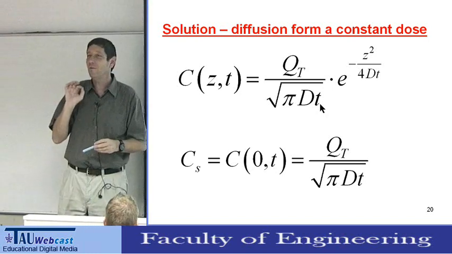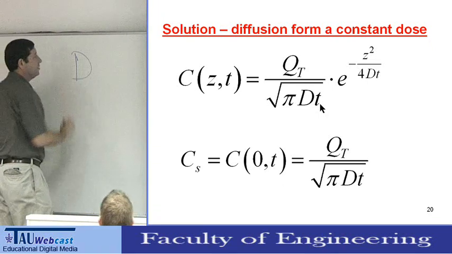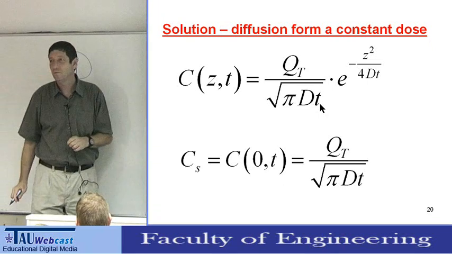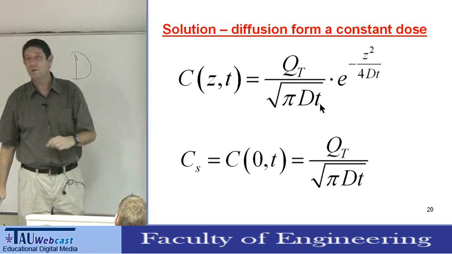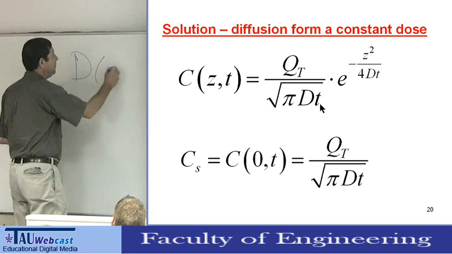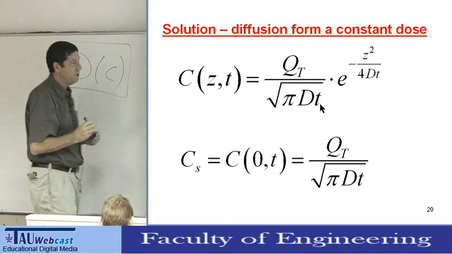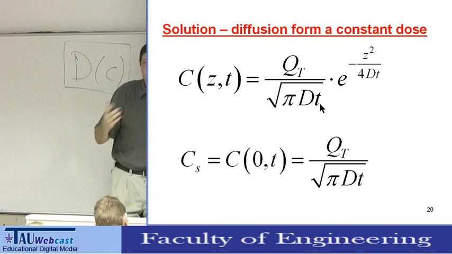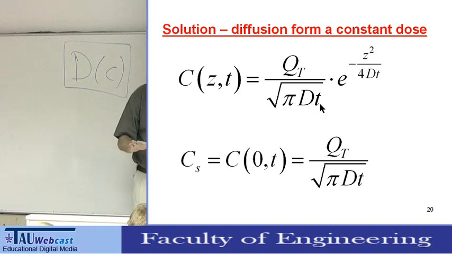I neglected something which is very important. I assumed that D is constant, independent of distance, independent of concentration. However, D is a function of concentration. Therefore, the solutions I gave you are suitable only for very low doping, which is not the case for source and junction.